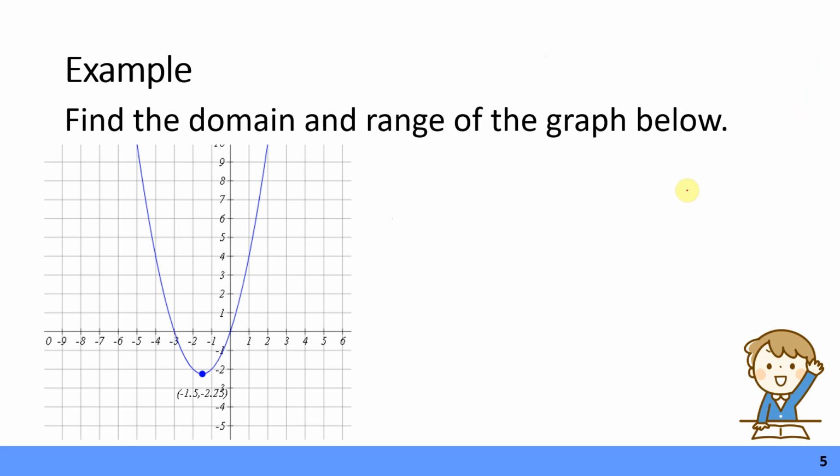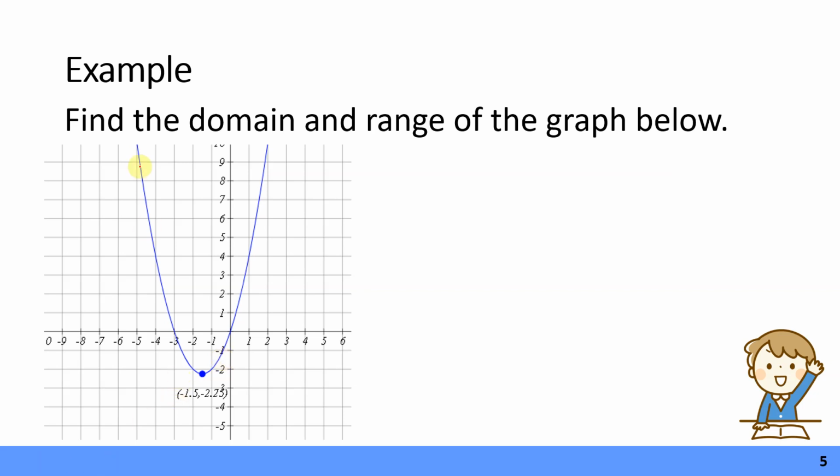So let's go ahead and try this out, right? Here we have a graph. This is what we call a parabola, and this little point here is called the vertex. But we have the graph, and all they're asking us for is to find the domain and the range. Remember, for domain, it's all the x values, but we don't have ordered pairs. We have a graph. So to find the domain, we're just going to ask ourselves, how far does this graph stretch to the left, and how far does it stretch to the right?